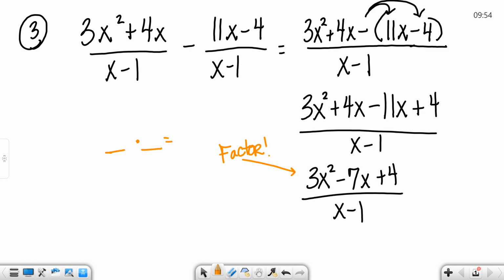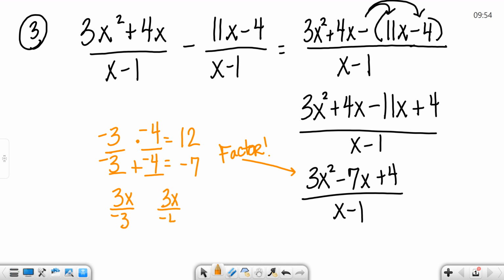So my numerator is a trinomial. I need it to multiply to give me 12, add to give me negative 7. So those numbers will be negative 3 and negative 4. I'm going to do this one faux fractions. My a value with the variable over one number I found, a value with the variable over the other number I found. Okay, we can simplify this one.